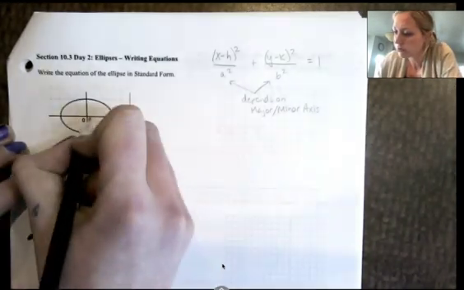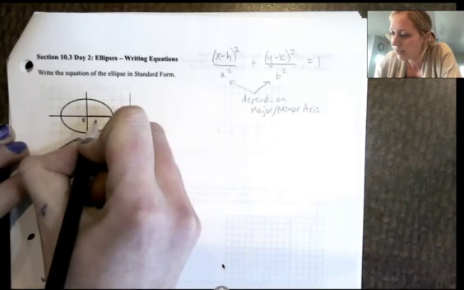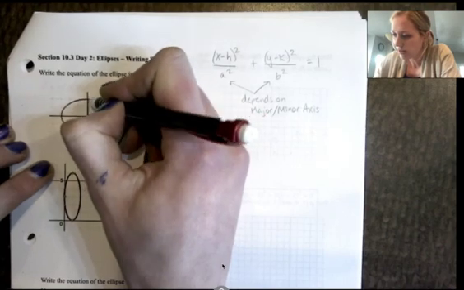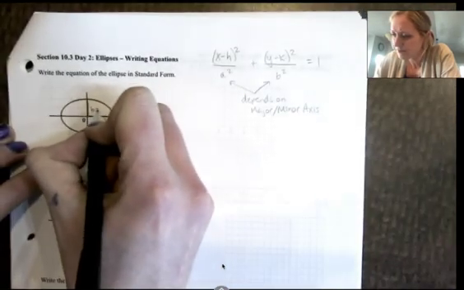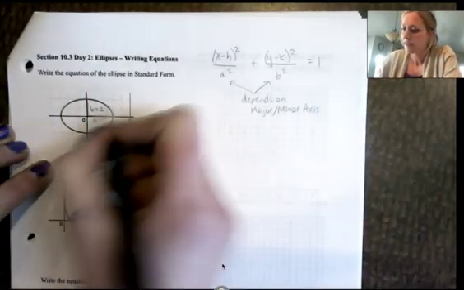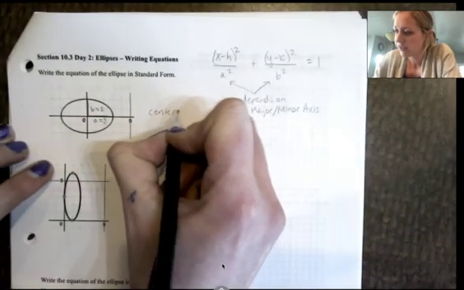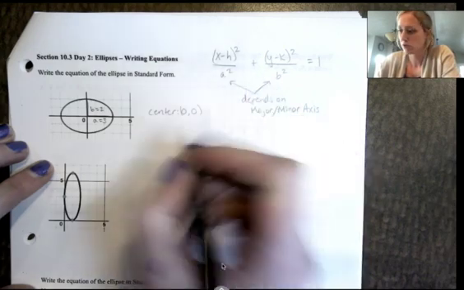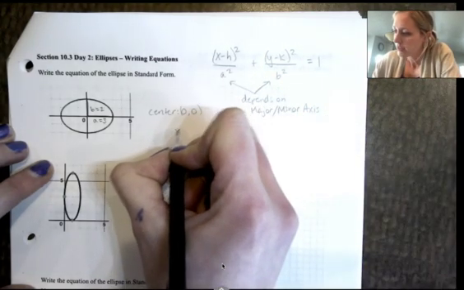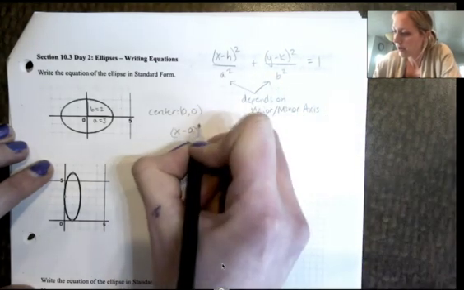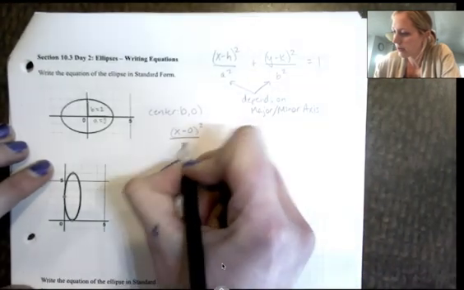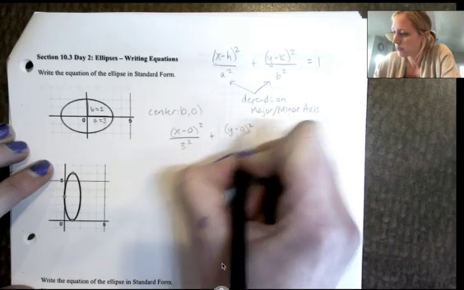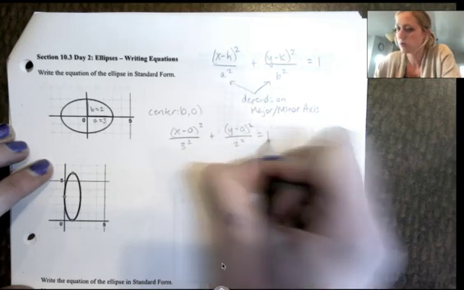So this is longer this way. So this here is the A value, so A is equal to 3. And then this right here is the B value, which is 2. And the center is 0, 0. So we can use that to plug into this equation. So we have x minus 0 squared over a squared plus y minus 0 squared over b squared equals 1.